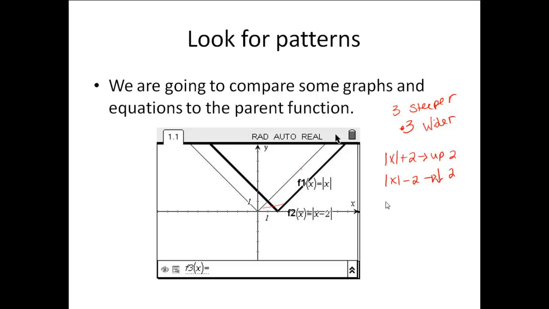Switching gears again, this time I'm putting the number inside the absolute value. So I've graphed the absolute value of x minus 2, and if you look at what it did to my parent function, it moved it to the right 2.